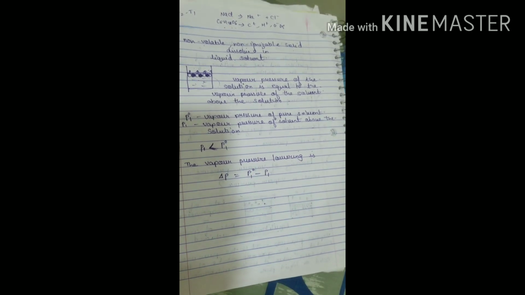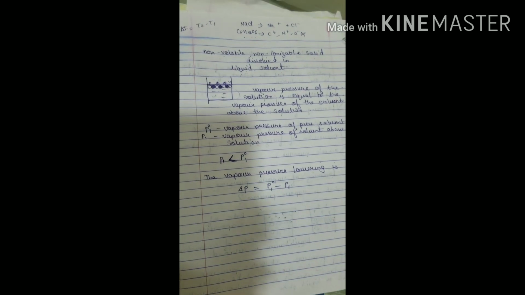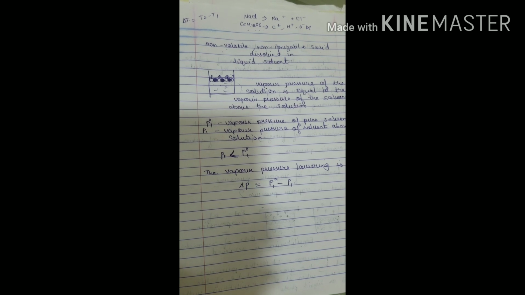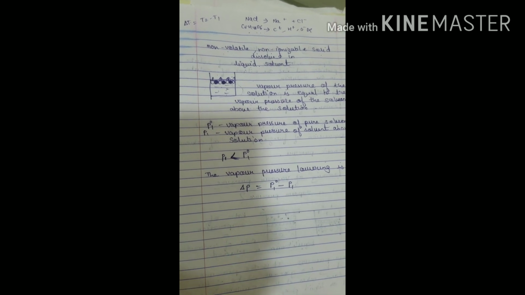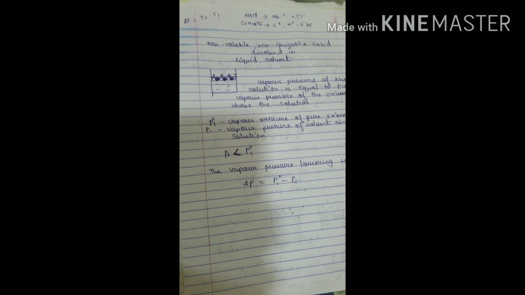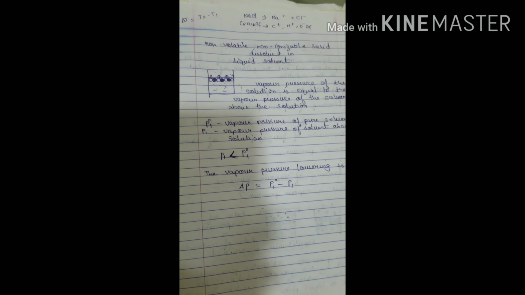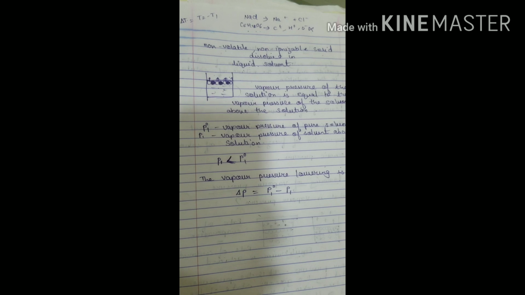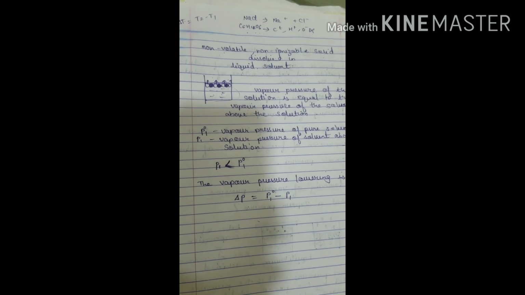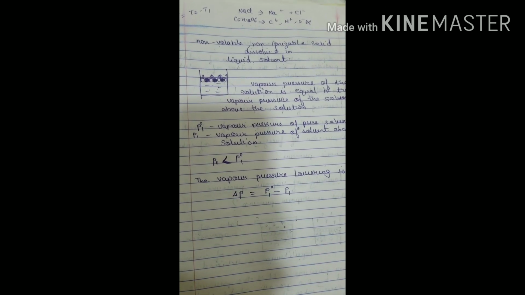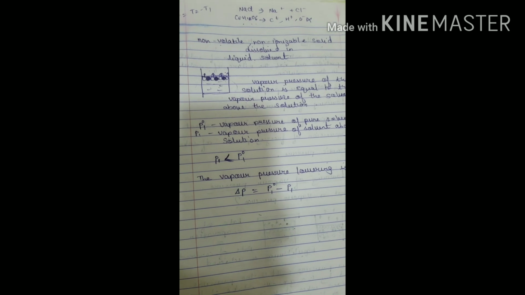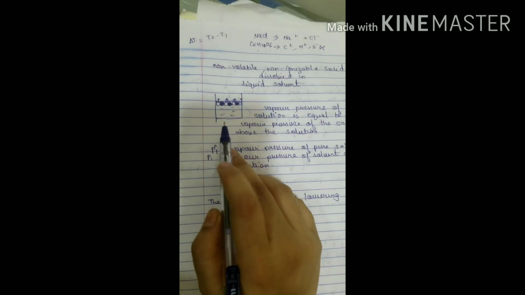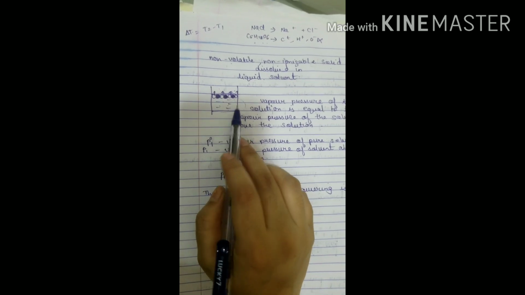Now there is one question that they have asked: why is the vapor pressure of a solution containing a non-volatile solute lower than that of the pure solvent? So the explanation goes the same. Again, I am repeating the question if you did not understand: why is the vapor pressure of a solution containing a non-volatile solute lower than that of the pure solvent? The answer is similar.